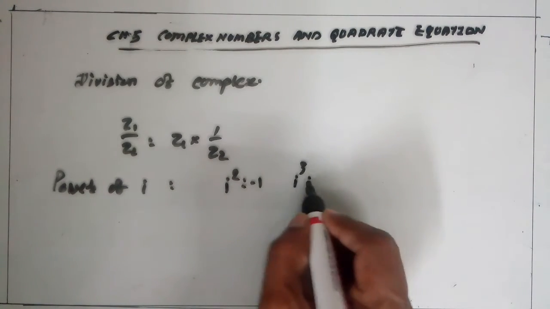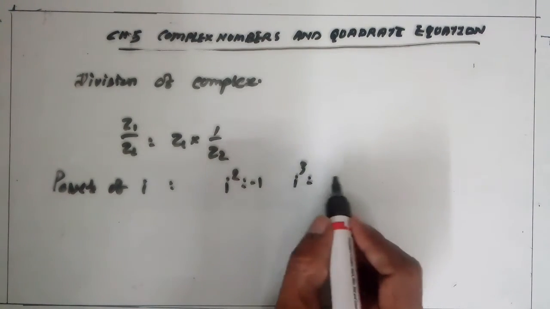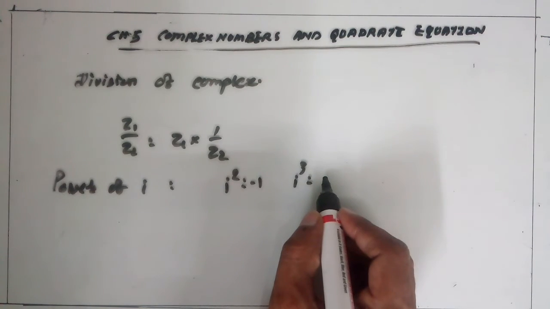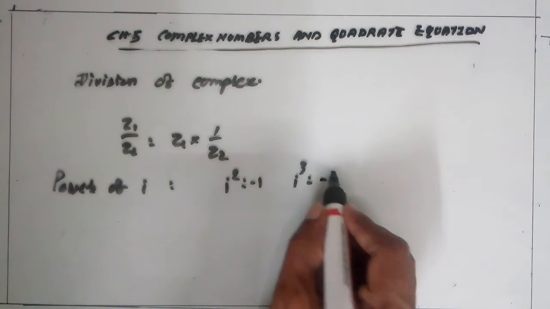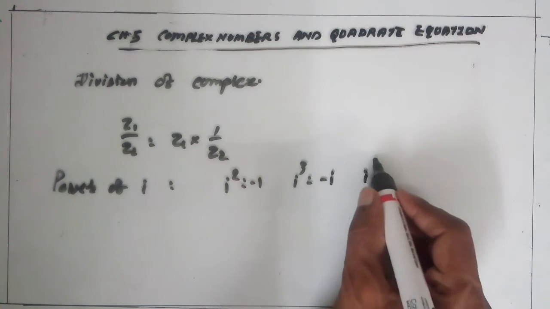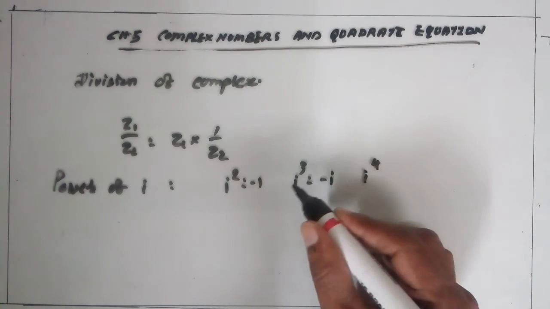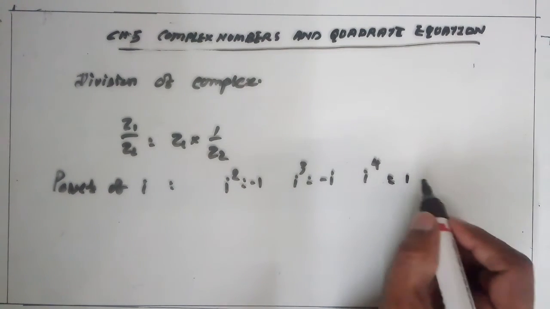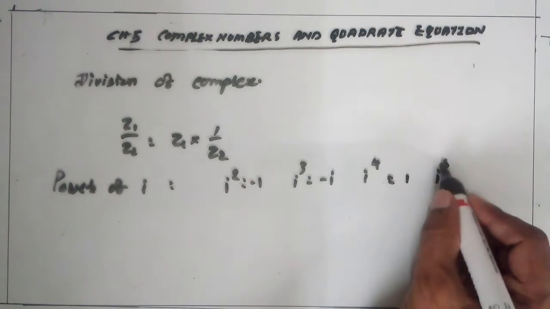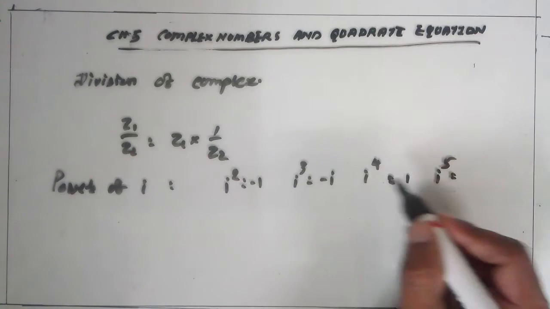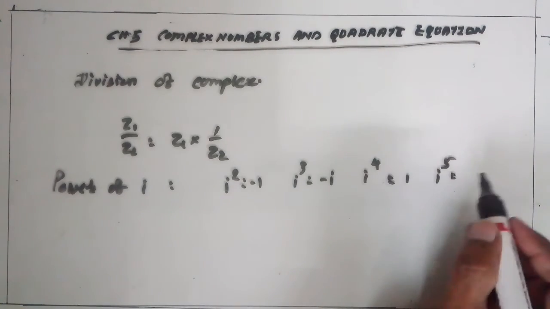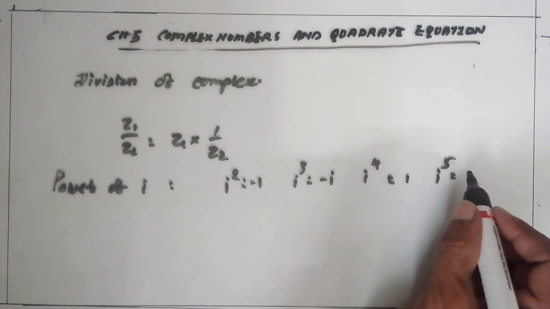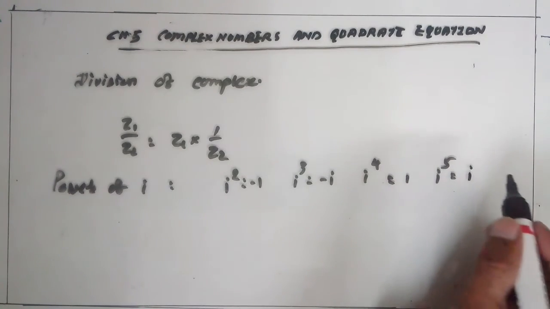i^3 is equal to i^2 into i. i^2 equals minus 1, so minus i. Clear? i^4 is equal to (i^2)^2 is equal to (minus 1)^2 is equal to 1. i^5 is equal to i^4 into i, so 1 into i becomes i. Clear this?